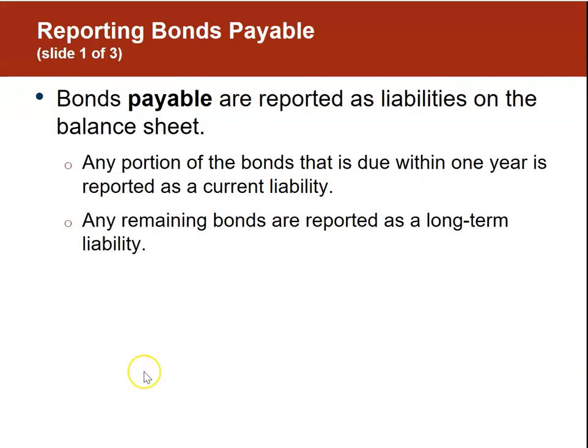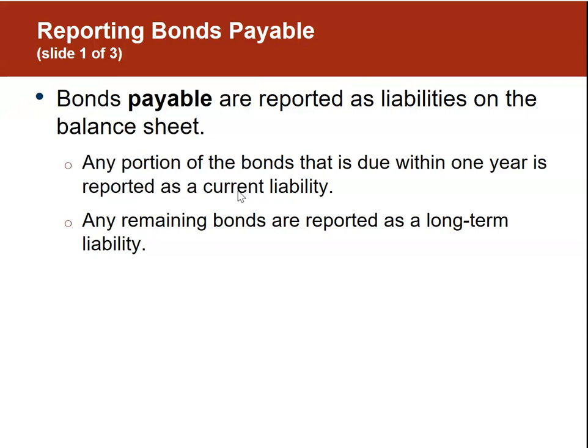All right. So just a couple more little housekeeping issues, and we can wrap this up. We already talked about the fact that bonds payable, and there's the key word right there, are reported as liabilities on the balance sheet. Any portion of the bonds that is due within 1 year is reported as a current liability, because bonds are debt financing. So we're going to treat the portion due within 1 year as a current liability.